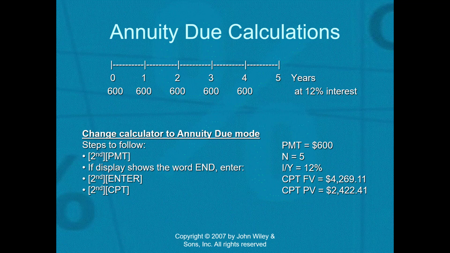Okay, so now we're done with annuity due. So hit the clear button on the bottom left of your app, then do the same thing you did to get it to say BGN. Hit second payment, second enter, second compute. And now we're back to just the 5 zeros on our display screen with no BGN in front of that.